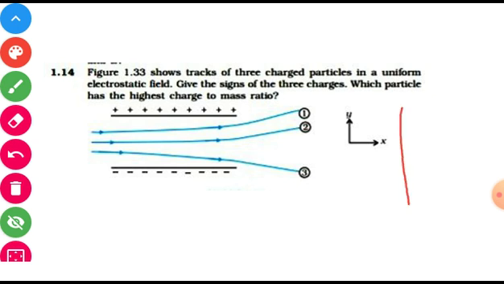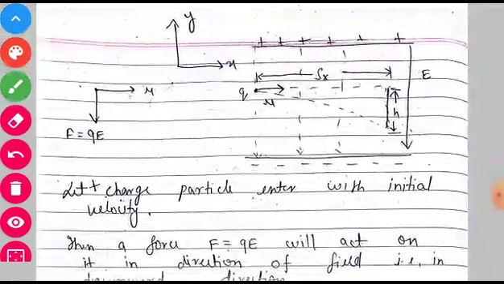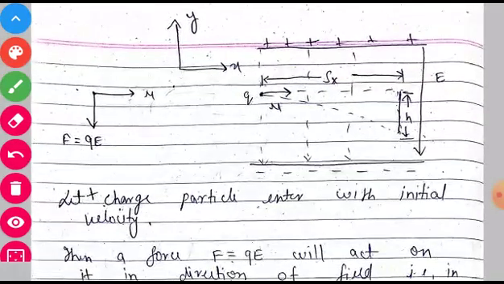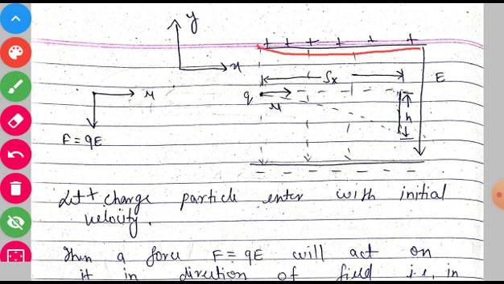Coming to the solution, here I have shown the two plates. As you can see, this one is the positive plate, this one is the negative plate, and I have assumed a positive charge q. Let's say it enters the field in the horizontal direction with velocity u. I have shown this in the diagram.